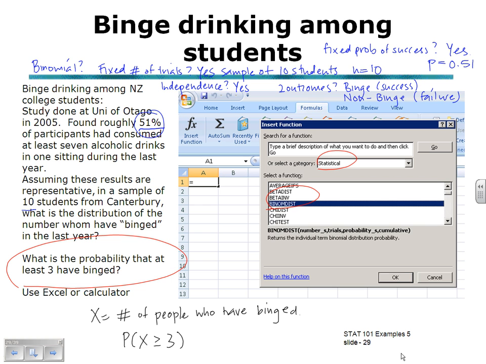Using the complement, Excel won't be able to give us the probability that x is greater than or equal to 3 directly, but we can use Excel and the complement to find the probability of 1 minus the probability that x is less than or equal to 2. Remember, if we're looking at the complement of x is greater than or equal to 3, that will be x is less than or equal to 2. And this is the probability we will find in Excel.